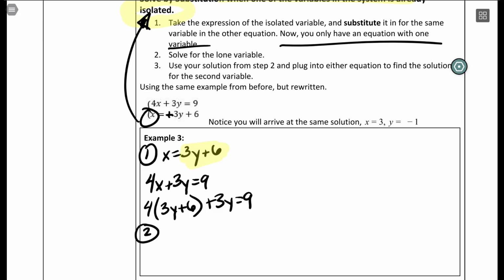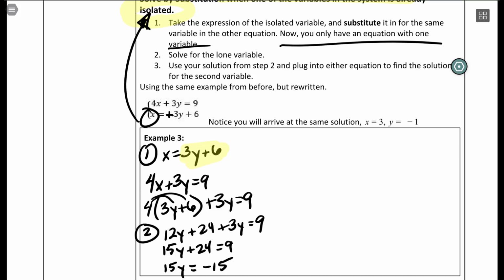Solve for the lone variable. My lone variable in this case is y, so let's go ahead and distribute through, giving us 12y plus 24 plus 3y equals 9. Okay? Now we want to solve for that variable. Let's simplify and combine like terms. I now have 15y plus 24 equals 9. If I subtract 24 from both sides, I'm left with 15y on the left side, and I'm left with -15 on the right side after subtracting 24 from both sides.